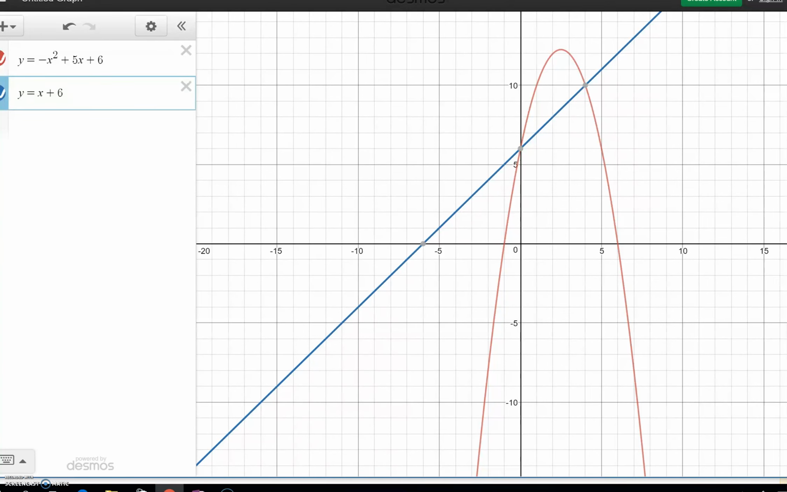So here we have the intersection here, and we have the intersection here. This intersection is at the point 4, 10. So that means when x is 4 and y is 10, that satisfies both of our equations at the same time. And then the other answer is when x is 0 and y is 6. That means that satisfies both equations at the same time.